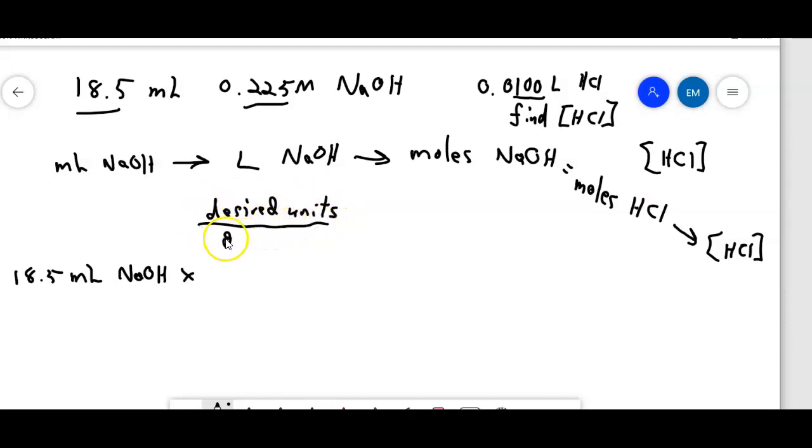Per given units. That's a nice way of looking at it. Okay, so you want liters here in this case. You want milliliters to liters. So let's back up on this and get rid of this.